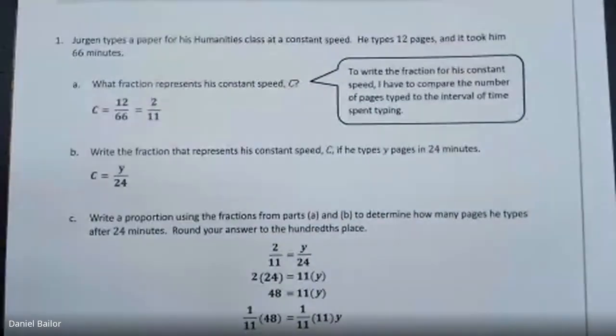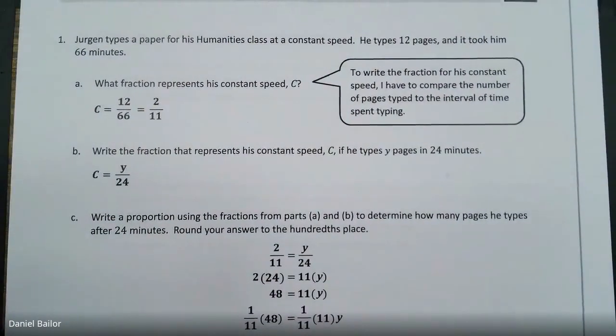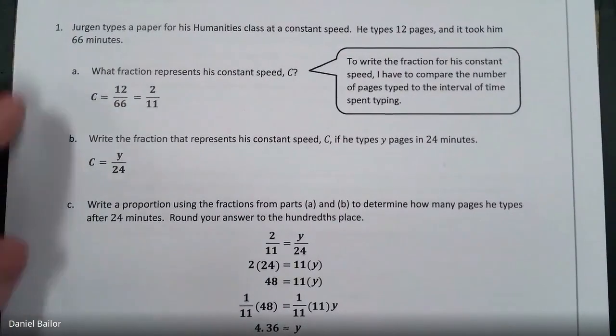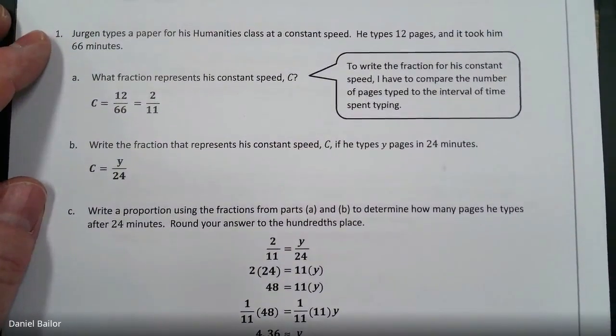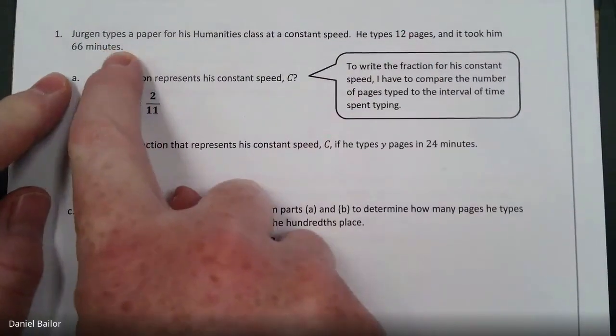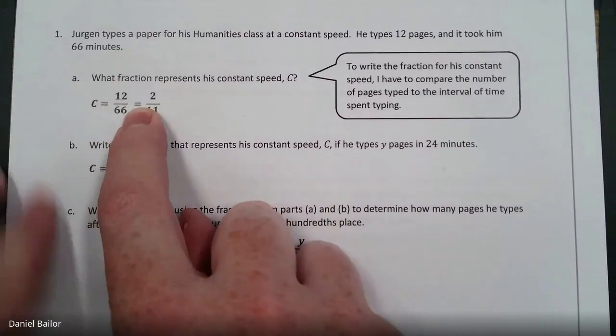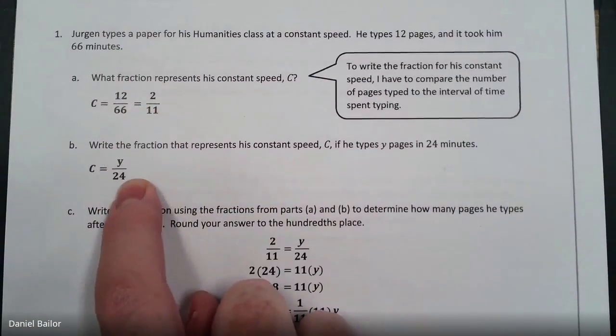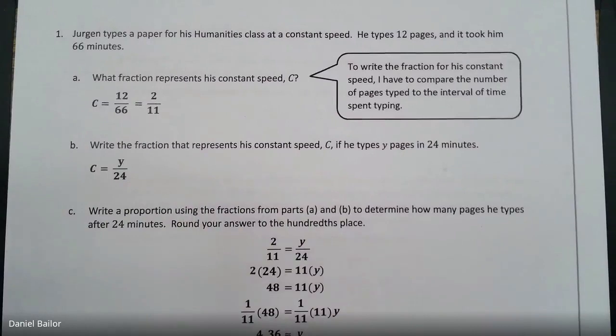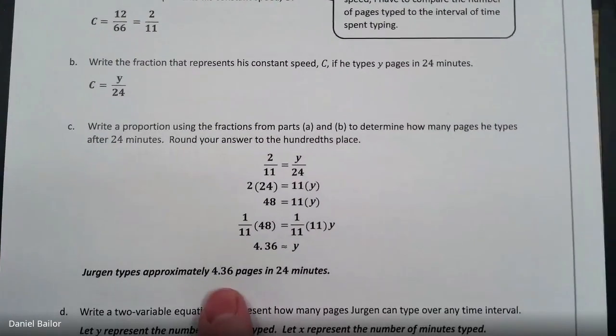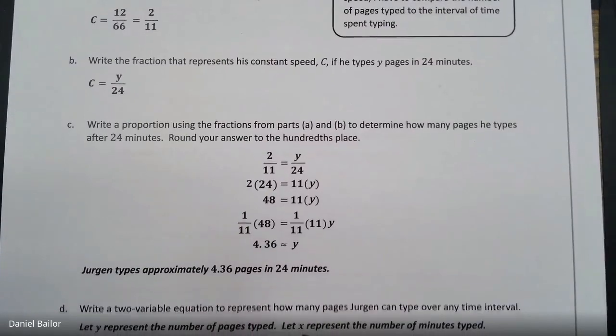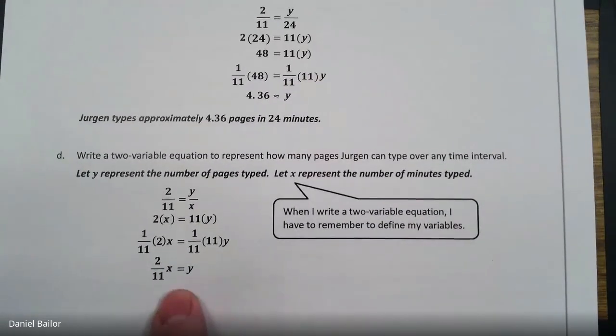Page 99 is the start of the homework helper. They give you another example for the homework helper. This time, Jurgen is writing a paper, 12 pages in 66 minutes. So you find his speed, and you find out how many pages he types in 24 minutes. And then part C, it tells you he types 4.36 pages in 24 minutes. And then they make an equation for how many pages he types in however many minutes. Like x is unknown, so this works for any number of minutes.